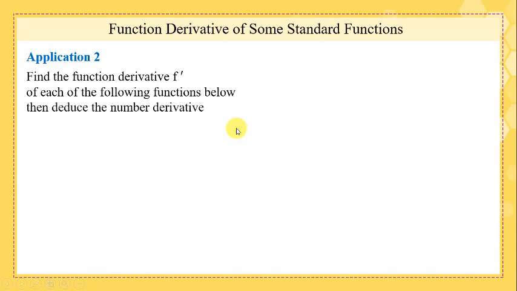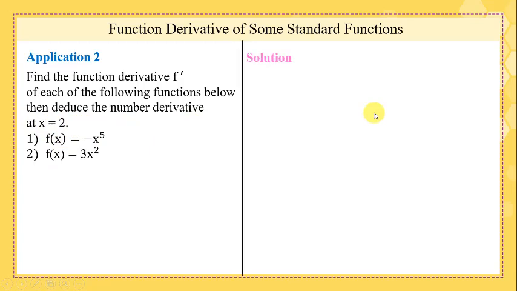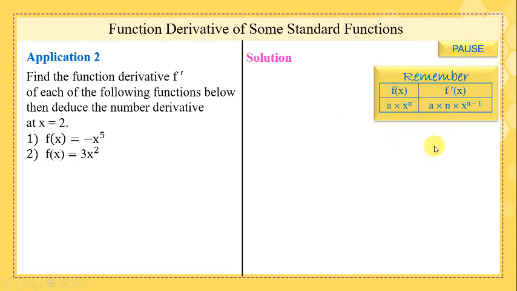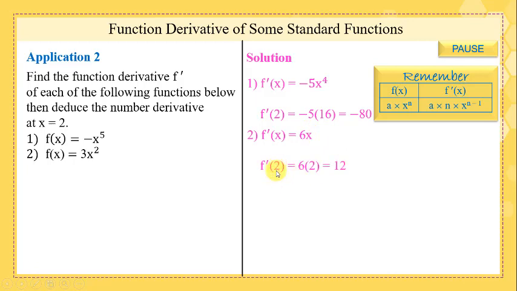Application, do it by yourself. You should find the derivative of these two functions, then deduce the number derivative at x equal 2. Okay. First, remember the rule. Now apply the rule. Minus x power 5, it is minus 5x power 4. And the number derivative here, simply we substitute x by 2. The second example, 3x squared is 6x. And the number derivative at 2, substitute x by 2.